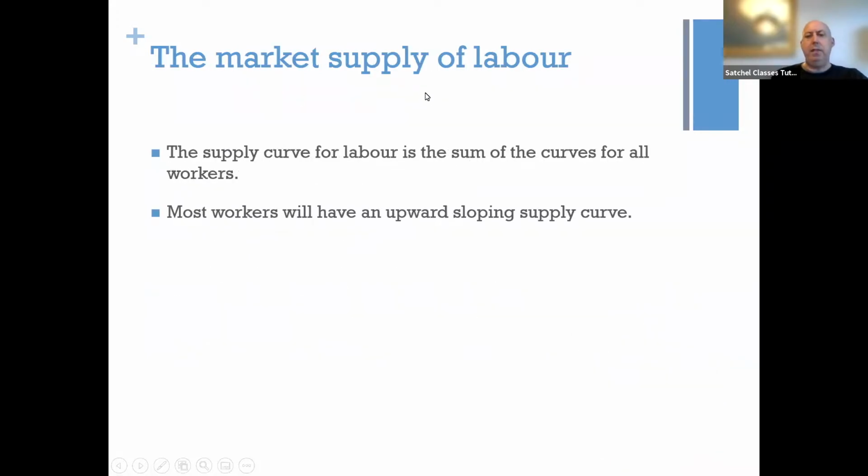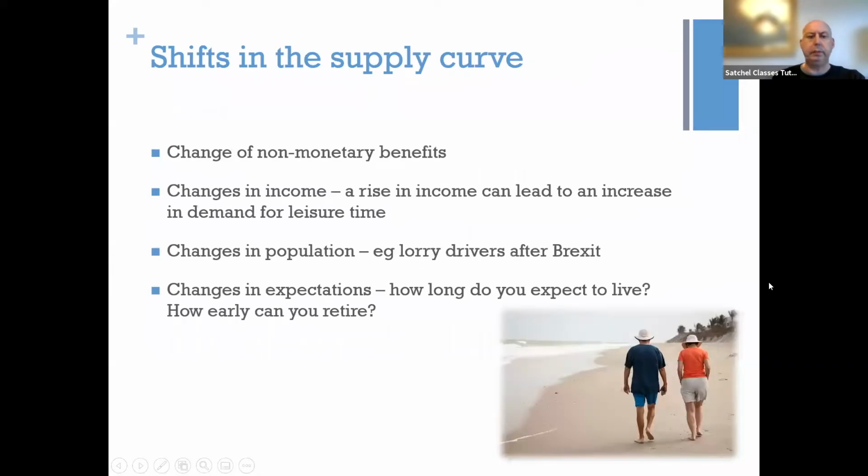So the market supply of labour. The supply curve for labour is the sum of the curves for all workers. Most workers will have an upward sloping curve. That curve can shift. A change of non-monetary benefits, for example, might mean the wages haven't increased, but the holiday entitlement has got better. So they might get more holidays, or you might get a company car, or there might be better working conditions. So that might change the supply of labour.